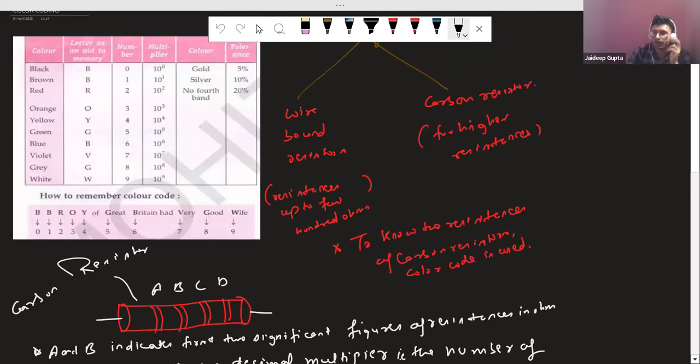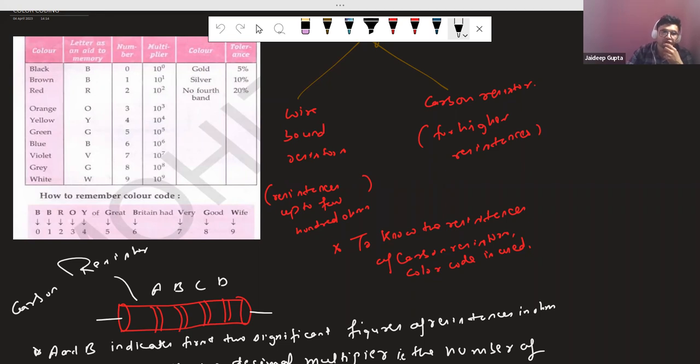I repeat, in electrical circuits there are two major types of resistors. First is wire wound resistor, second is carbon resistor. Wire wound resistors for resistance up to a few hundred ohms, carbon resistor for higher resistance purposes. To know the resistance of a carbon resistor, we use color coding. This is a carbon resistor. There are four bands, A, B, C, D. D is the tolerance level.